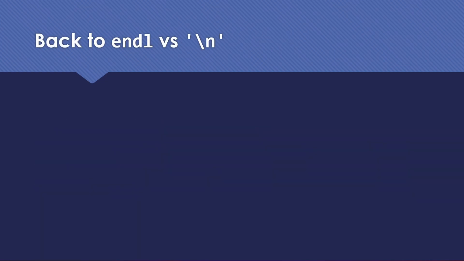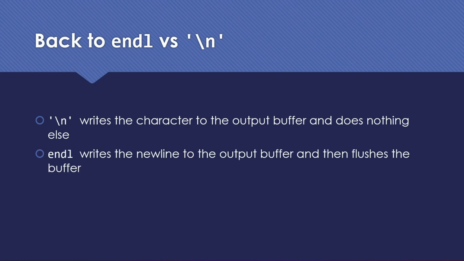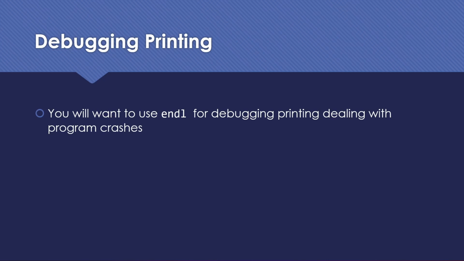So then with our endl and our n, the backslash n is going to write the character to the output buffer and not do anything else. So it's sitting there in the output buffer. Endl is going to write the character to the output buffer, but then it flushes the buffer. So it says, hey, go to the disk, whatever you've got in the buffer now, or go to the console, whatever you have in the buffer now. And it goes right then. Now, there are times when you actually want to do this.